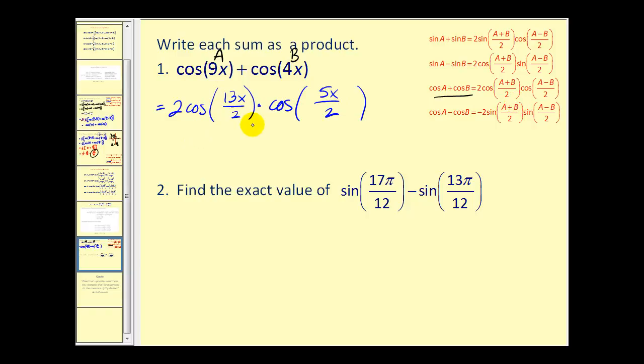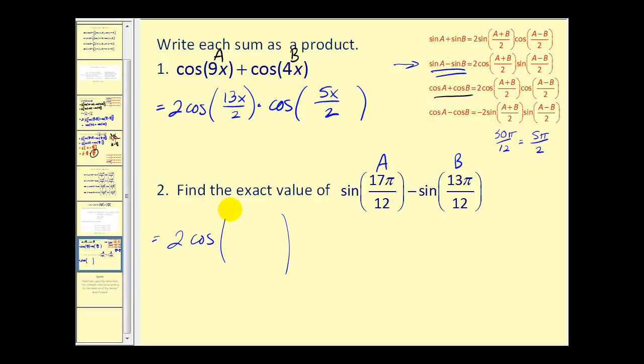Again, once we have these identities, there's not a lot to it. You just got to be very careful with the details. Okay, on this last problem, we want to find the exact value of sine 17 pi 12ths minus the sine of 13 pi 12ths. So we know that our angle A will be 17 pi 12ths and angle B will be 13 pi 12ths. So we'll be using this identity here. So this will be equal to 2 times the cosine of the sum of the angles divided by 2. Well, the sum of these angles would be 30 pi 12ths, which will simplify to 5 pi over 2.